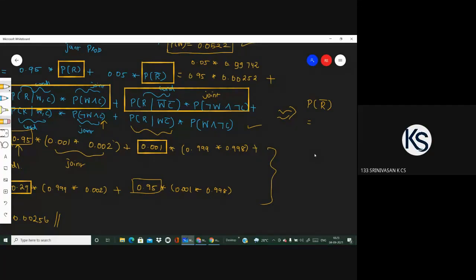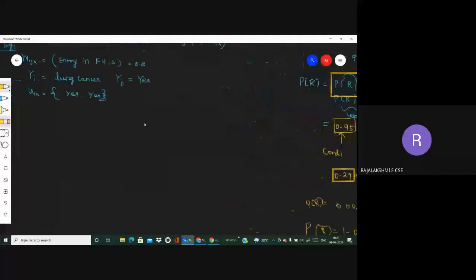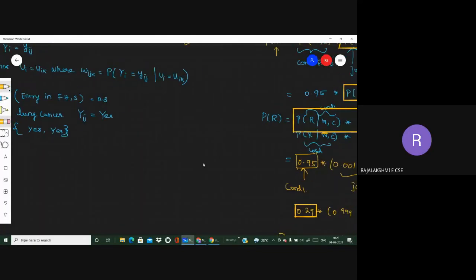Yes, ma'am. In this conditional probability alone, we are putting r bar instead of r. So when putting r bar, what should we do? Instead of 0.95 you will be using 1 minus 0.95, 1 minus 0.001. That value will be used. Okay, right? Clear or not? Say yes or no. Understood? Yes, ma'am.